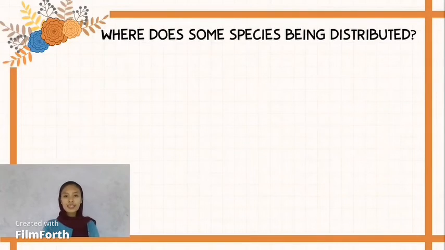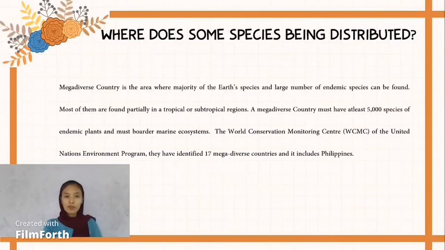So, where are some species being distributed? Kung sa species distribution, species might migrate or hibernate. So, saan kaya sila distributed? So, we have what we call mega diverse country. It is an area where the majority of the Earth's species and a large number of endemic species can be found. So, nandito yung mga extinct, malapit ang mga extinct na mga species.